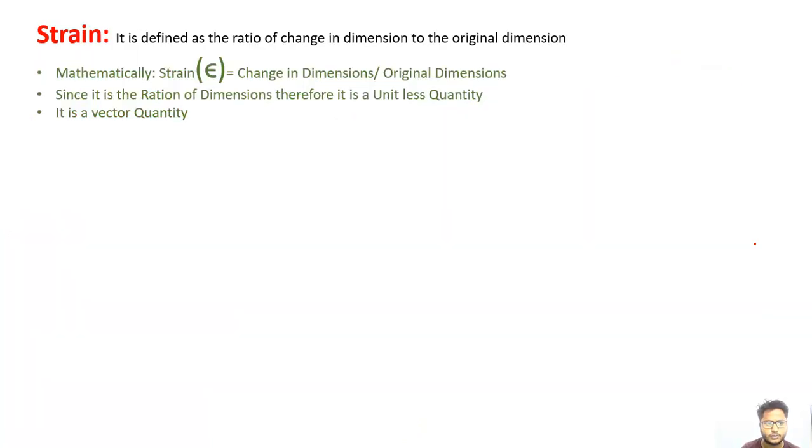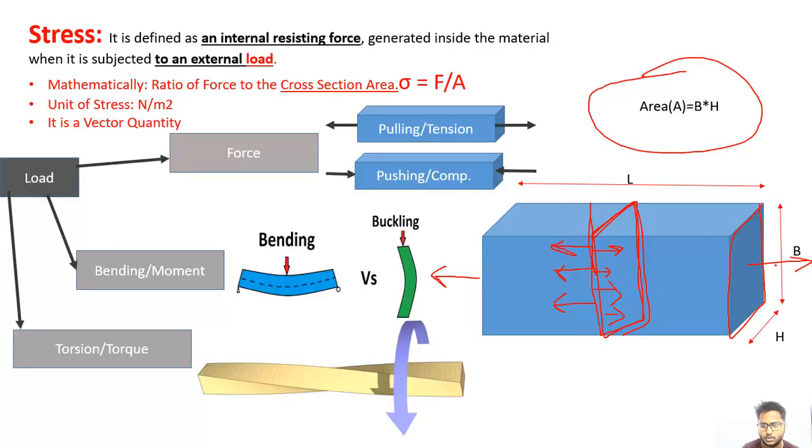So next is strain. What is strain? Strain is defined as the ratio of change in dimension to the original dimension. In the previous case, if we apply the forces in this direction, which dimension will be changed? This length dimension will be changed. If we assume that these dimensions are very small compared with the length dimension, there is very little change in B and H, but length will change by a certain value. So strain will be shown only in the L direction.